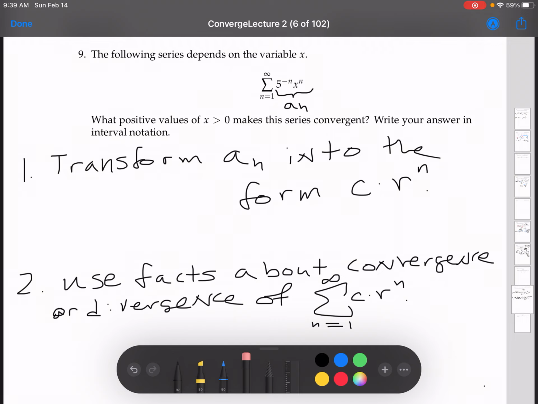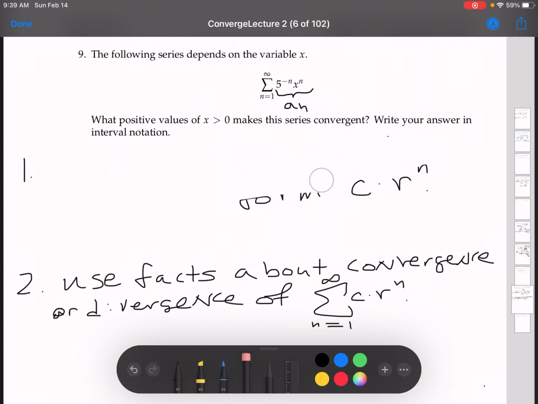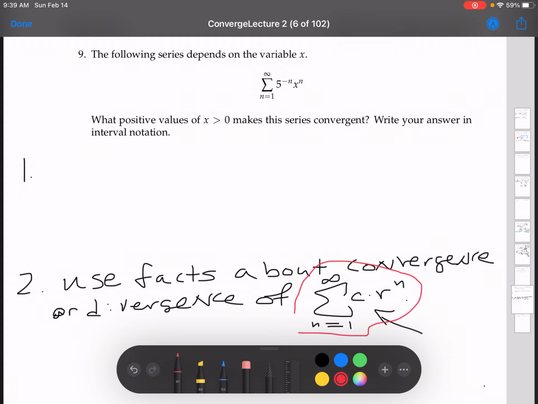All right, so let me do step 1. We're going to get it in this form, c times r to the n, and notice that's this form right here. This is the general form of the geometric series. r is called the ratio. c is a constant. c is just a number.